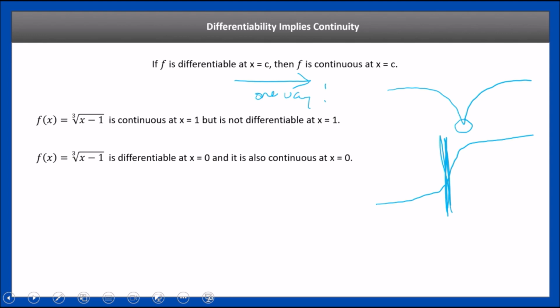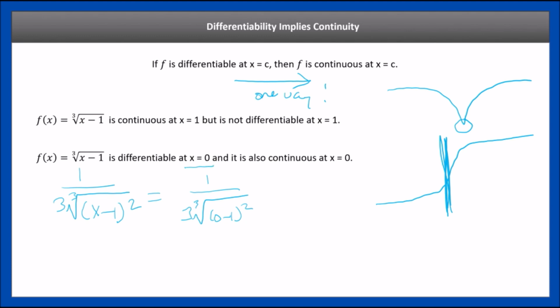So for example, the derivative of this we said was 1/3 times the cube root of x minus 1 squared. Well, if I plug in 0 into this, I get 1/3 times the cube root of 0 minus 1 squared. Notice that there are no problems whatsoever in taking the derivative at 0. There's no problem in plugging in 0 into this. So it's differentiable at 0, and it's also continuous at 0. We can see that the function is continuous everywhere from that graph.